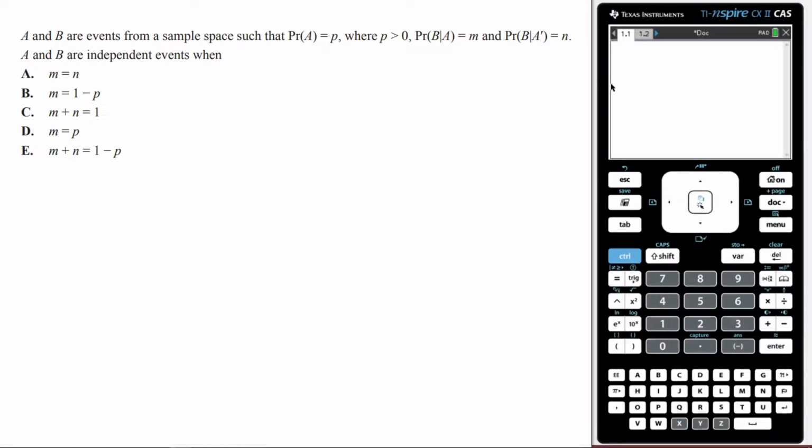Welcome. So we're going to answer the following question, and it's really a great one. It says A and B are events from a sample space such that the probability of A is equal to P, where P is greater than 0. The probability of B given A is equal to M, and the probability of B given A complement is equal to N. A and B are independent events when which of the following are true?